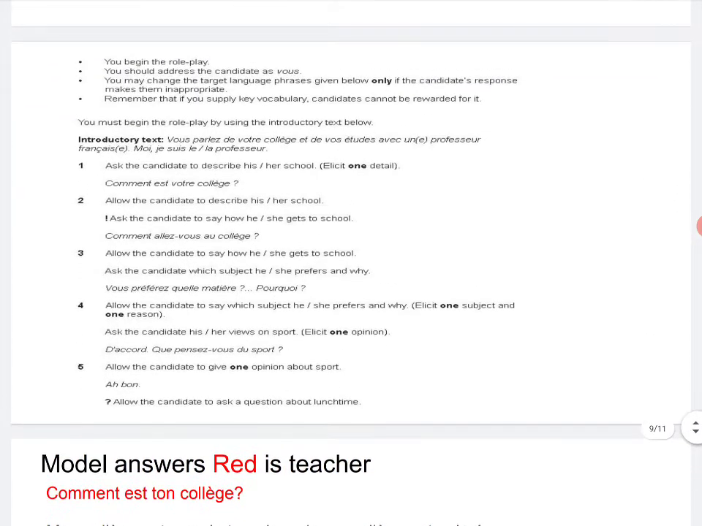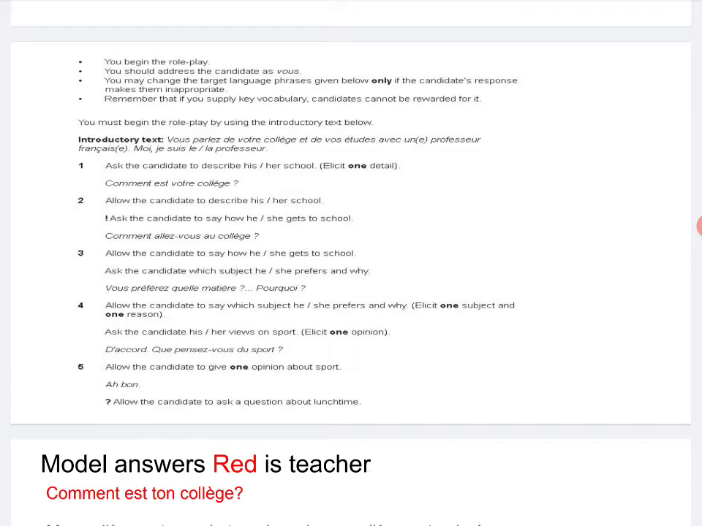So if you look at this is the teacher's prompts, and you've got the questions I'm going to ask you. So the first one is comment est votre collège? What is your school like? Comment can mean how or what is something like. So in this case, you don't even need to understand what I'm saying. You just answer your first bullet point.